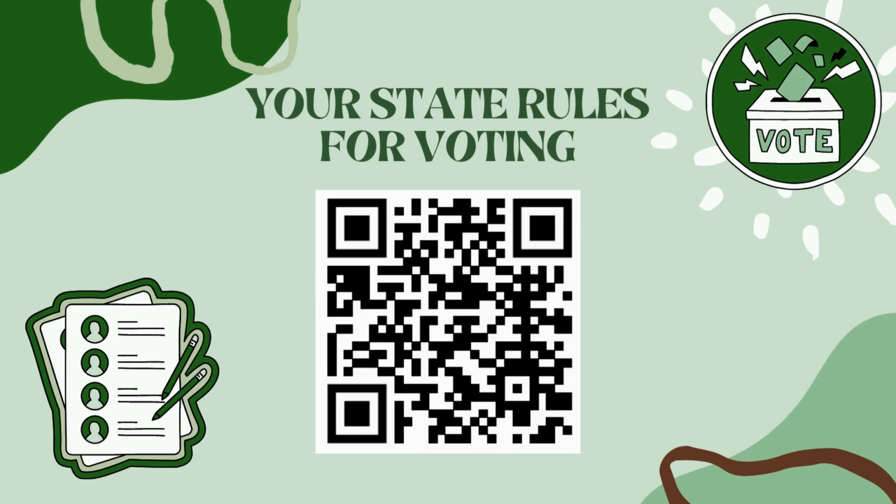So, also looking into your state rules for voting. If you scan this QR code shown on the screen, it can take you to a website that can show you the rules for voting, whether or not you have access to early voting or if there's things you need to know. Preparing is super important, and so it's always a good time to start, even if there isn't an election coming up super soon.